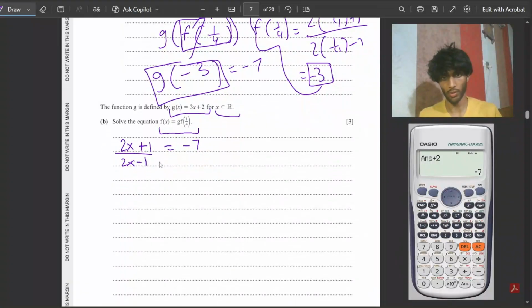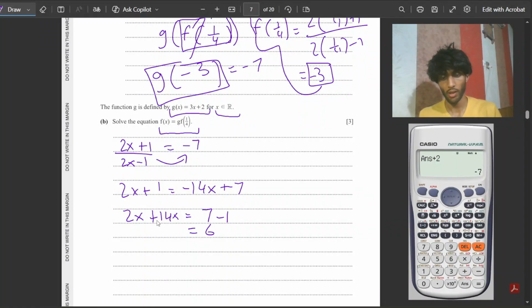Now we can solve this equation out. Let's take the denominator to the other side of the equation, so it becomes -14x plus 7. Let's rearrange things a bit so we can have 2x plus 14x equals 7 minus 1.